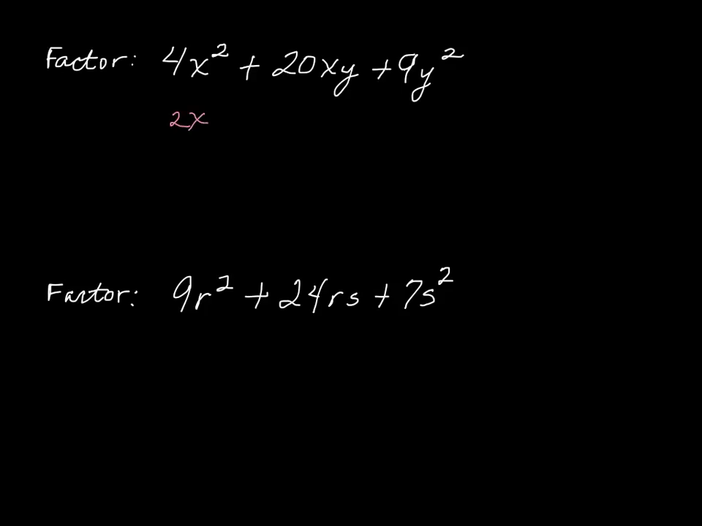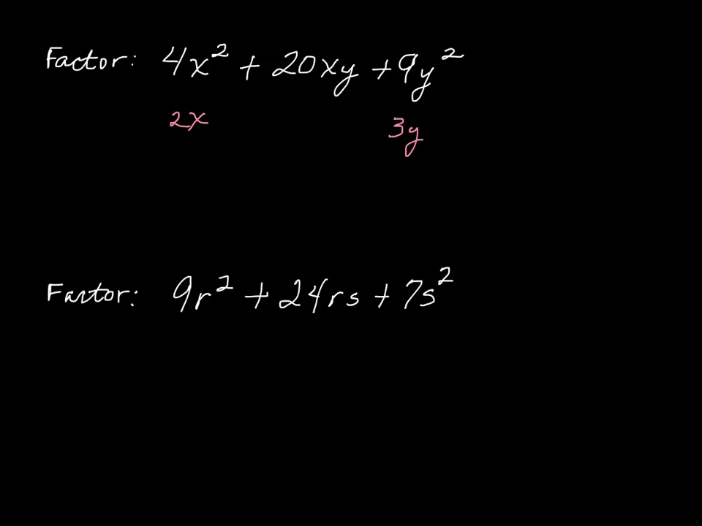What about the last term? Is it a perfect square? Yeah. But what do we square? That would be a 3y. Now, multiply 2x and 3y. That gives you 6xy. Is 6xy times 2 20xy? No, it's not.